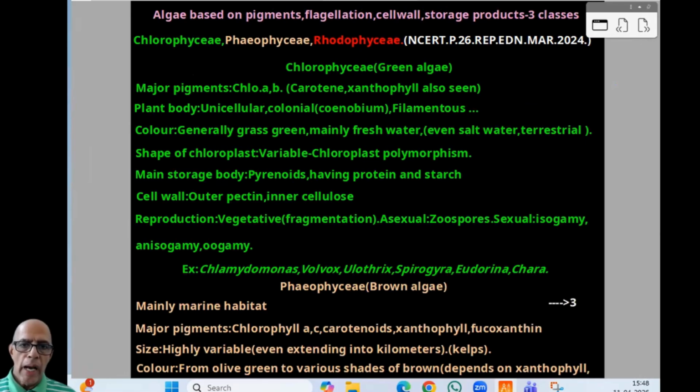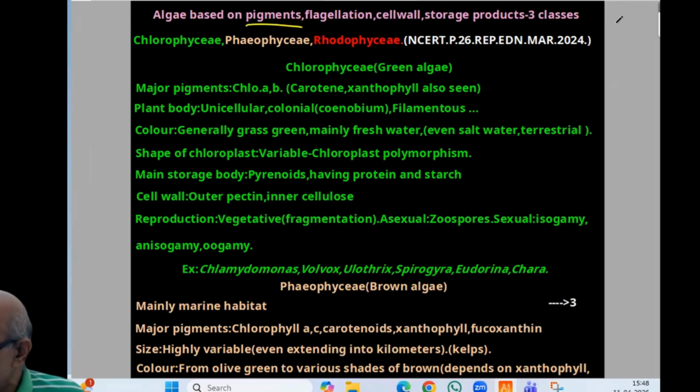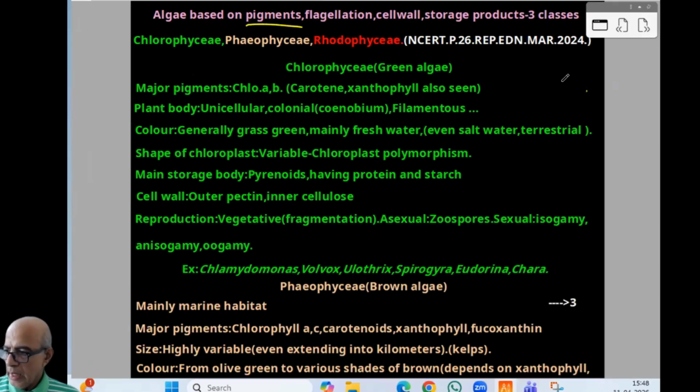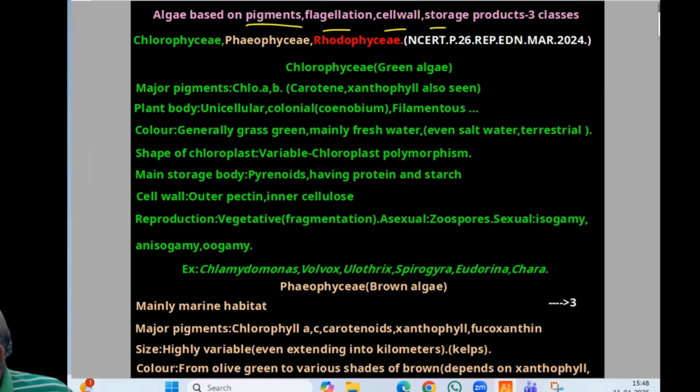Okay. Algae. Now, based on pigments, it's important, based on pigments, flagellation, cell wall nature, and storage products. Based on all these, 3 classes can be identified according to NCERT: Chlorophyceae, Phaeophyceae, Rhodophyceae. Page number 26, reprint edition, it is given.